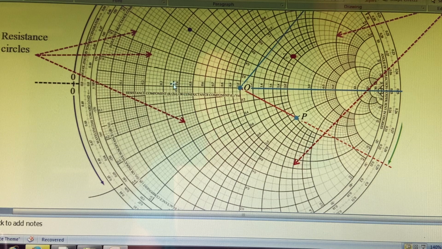So here this is 0.4. This circle is the R is equal to 0.4 circle, and if you move over this circle, the value of resistance remains the same. Similarly, this is the R is equal to 0.3 circle. In between there are many R circles. There are four more circles like this, and we can read those values from here to here. The variation of resistance is 0.1.